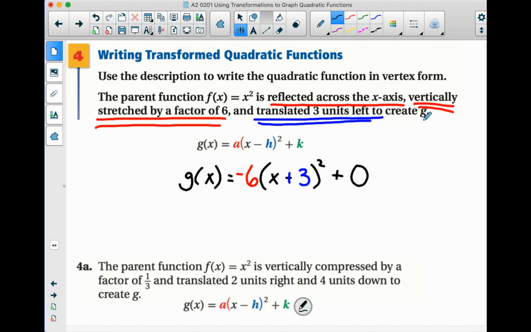So now we just got to clean up our formula here. So g of x equals negative 6 times the quantity x plus 3 squared. That would be our final answer here.